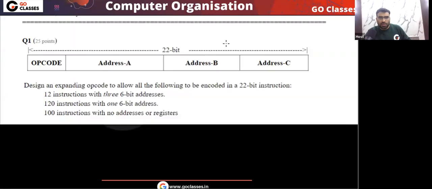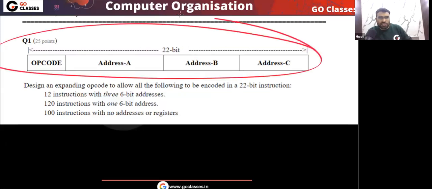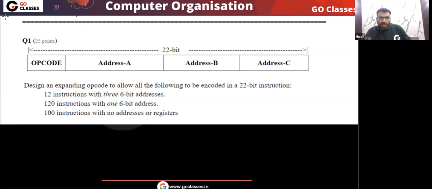Okay, now let's solve this question also. Let's quickly solve this question also. This is a standard question from a standard university. This instruction format is given to you for a 3 address instruction. Remember, every instruction has 22 bits. So this is the length of the instruction, that is 22 bits. And this is the instruction format for 3 address instruction.